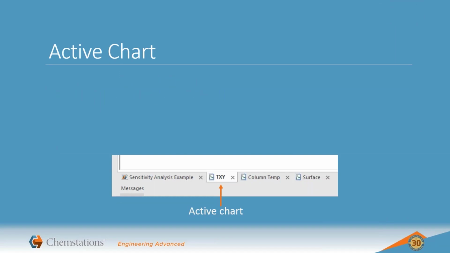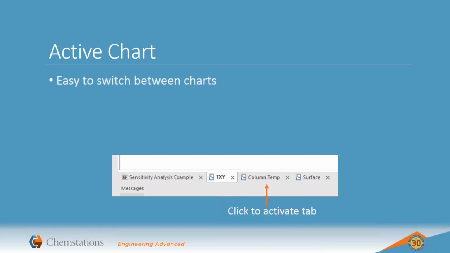Every time we generate a chart, a new tab will appear at the bottom of the ChemCAD interface. If we can see the chart, then that means the tab is active. And we can easily switch between charts by clicking any other tab.